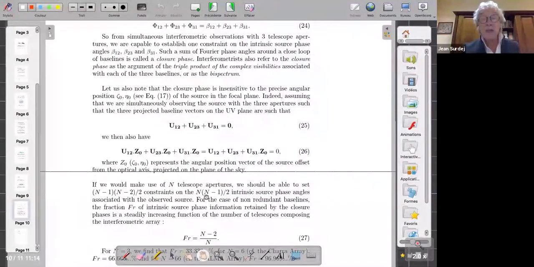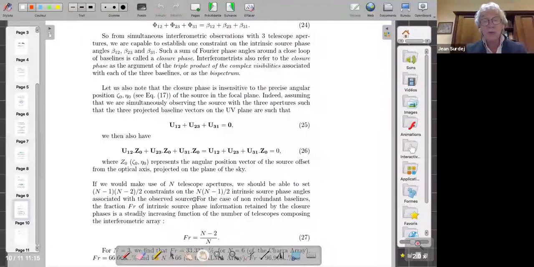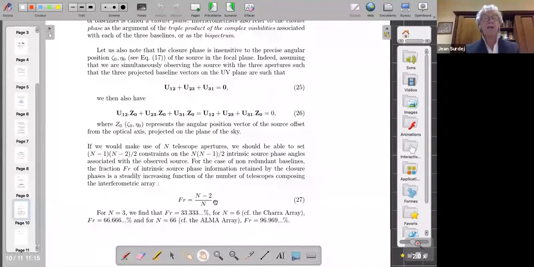Now, how many intrinsic source phase angles do we have? Well, this is the number of pairs of telescopes among n telescopes. So it's the number of combinations of two telescopes taken among n telescopes, but they should not be the same, one and two is the same as two and one. So the number of combinations taken two by two, we very well know that it's n times n minus one divided by two. And so it means that the fraction of intrinsic source phase information retained by the closure phases should be equal to this number divided by the other number. And if you divide these two numbers, you find the fraction given by equation 27, that it is n minus two divided by n.